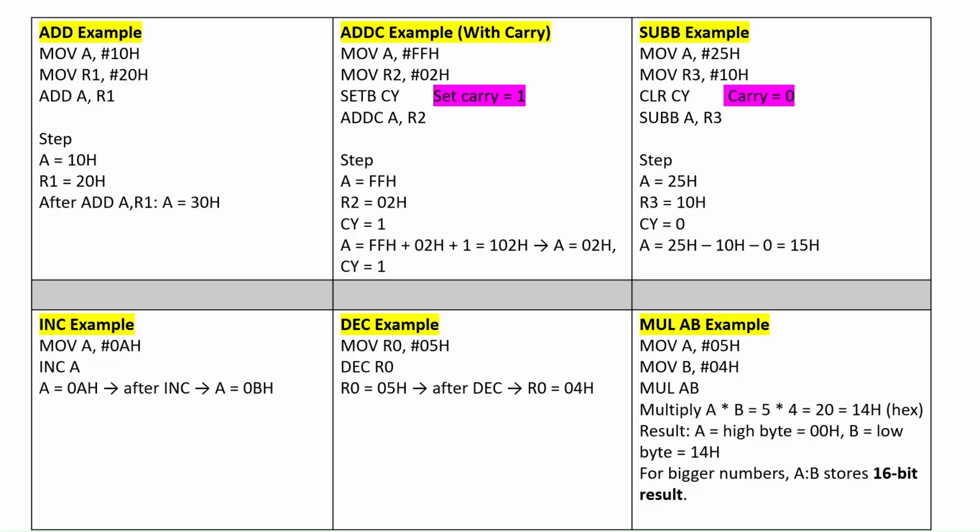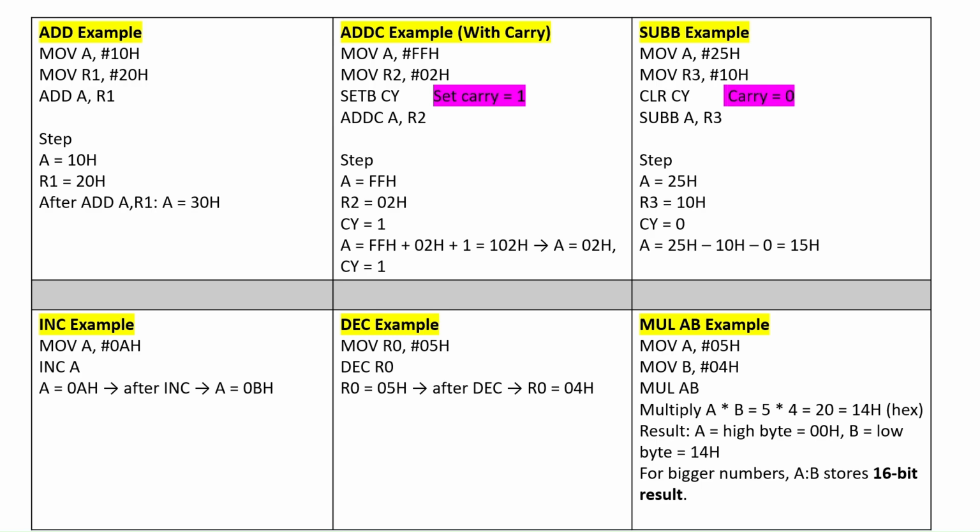DEC instruction. DEC means decrement. It decreases the value by 1. Syntax: DEC register. Example: MOV R0, #05H, DEC R0. Register R0 initially contains 05H. After executing the DEC instruction, R0 equals 04H. The value decreases by 1.